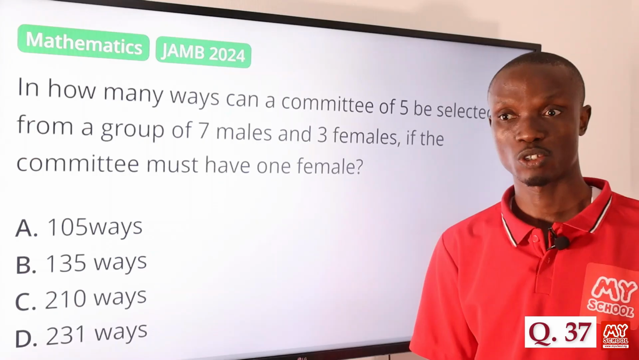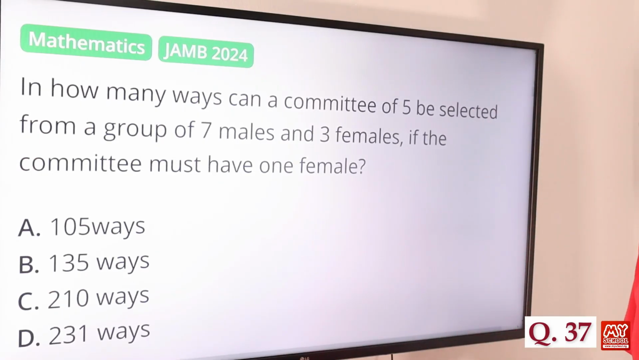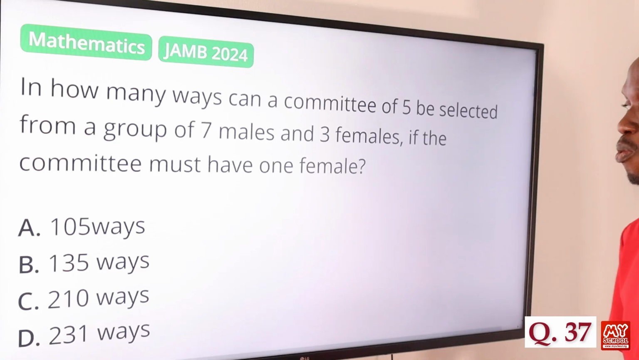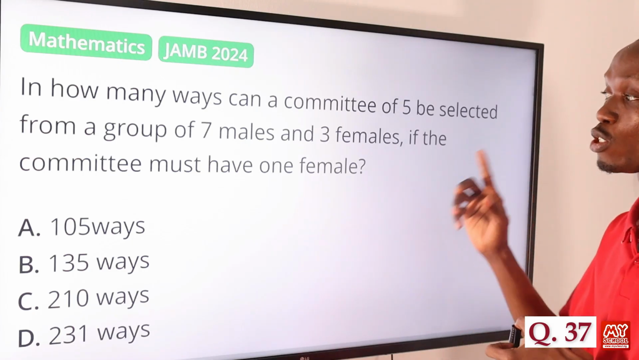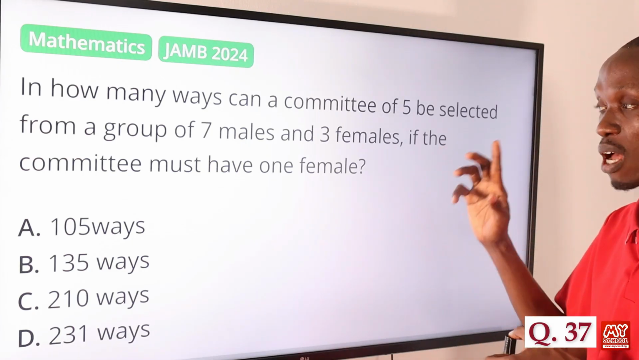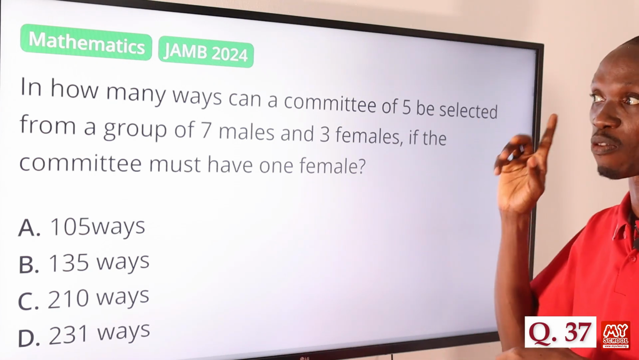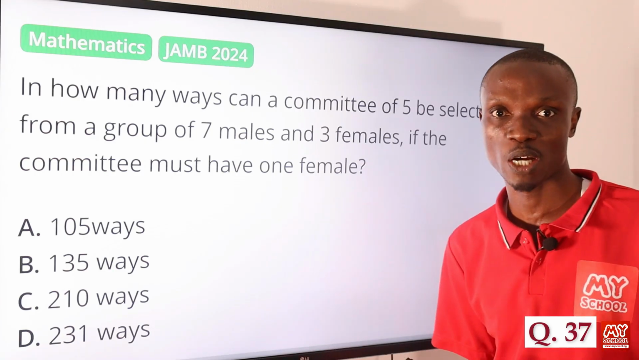Question 37. In how many ways can a committee of 5 be selected from a group of 7 males and 3 females if the committee must have 1 female? So in essence, what they're saying here is that you should only choose 1 female, because it said the committee must have 1 female. So in that 5-member committee, you should have 1 female, while the remaining should be male. Okay, so let's move over to the board to provide the answer to this question.